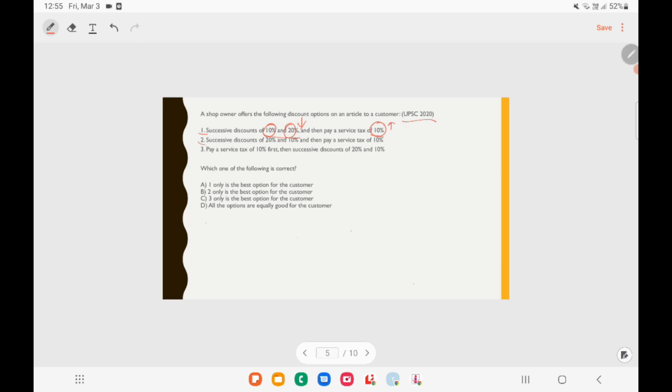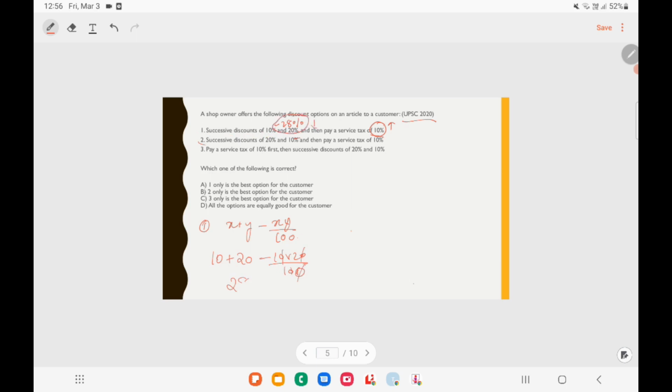So in the first case, initially successive discounts of 10 and 20% is given. So let us find out the effective discount first. So that is X plus Y minus XY by 100. So this is the successive percentage discount formula. So you will get 10 plus 20 minus 10 into 20 by 100. So you will get 10 plus 20, 30 minus 2 is 28. So effective percentage discount is 28%.